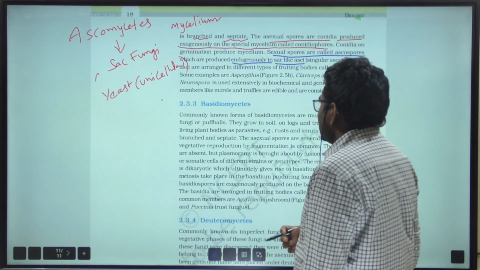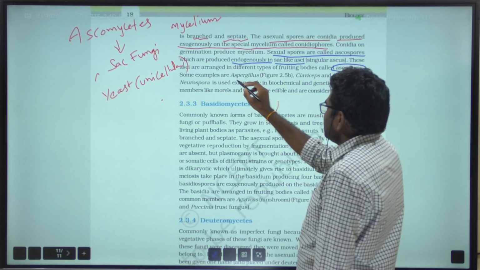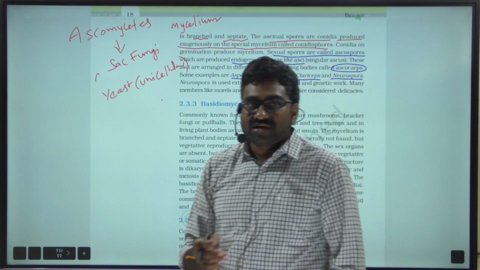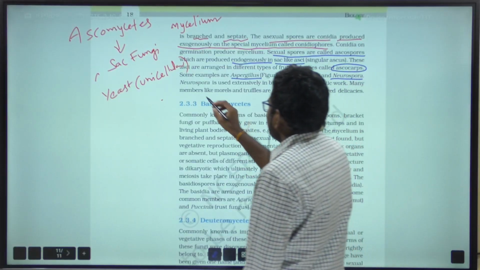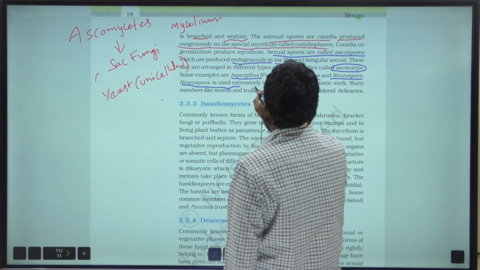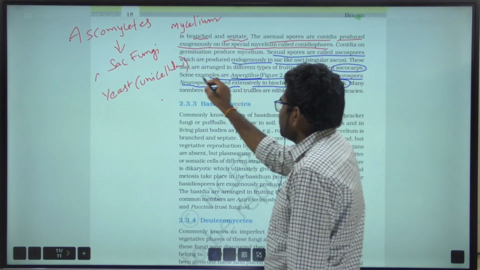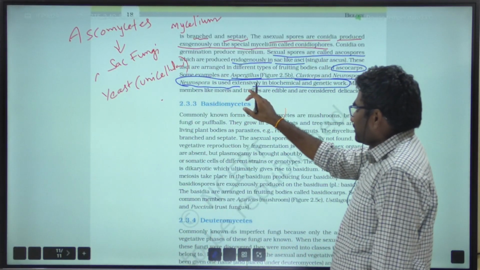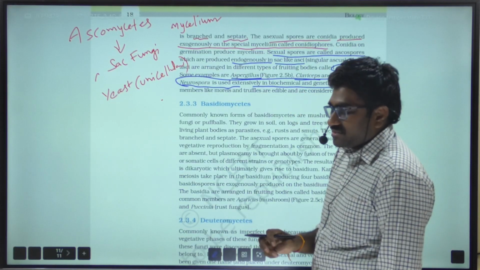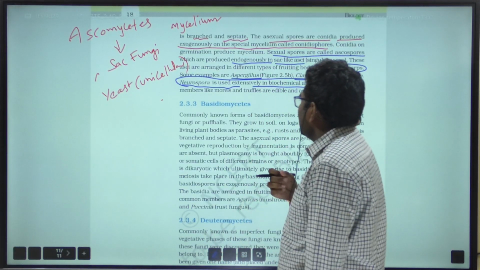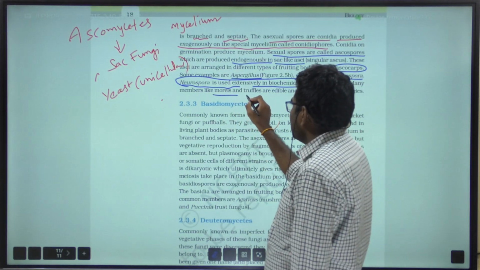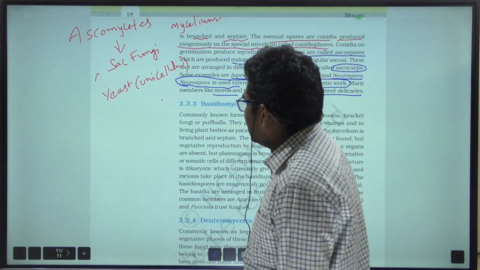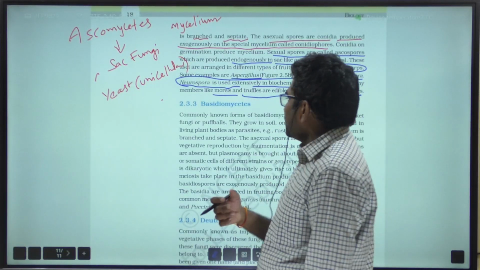So ascospores are the sexual spores. And examples: Aspergillus, Claviceps, Neurospora. Neurospora is used extensively in biochemical and genetic work. This is a previous question. Many members like morels and truffles are edible and are considered delicacies.